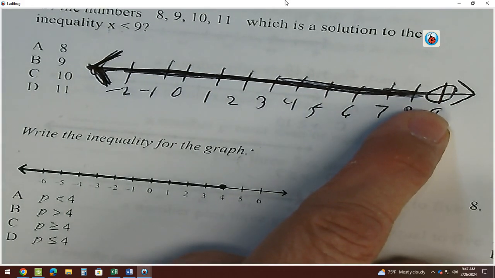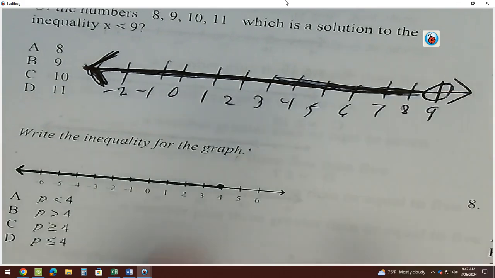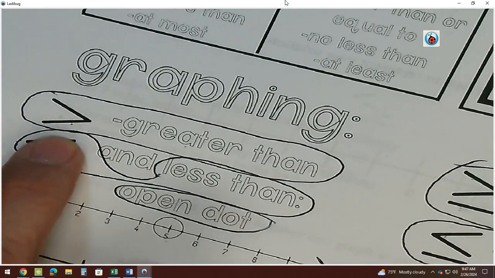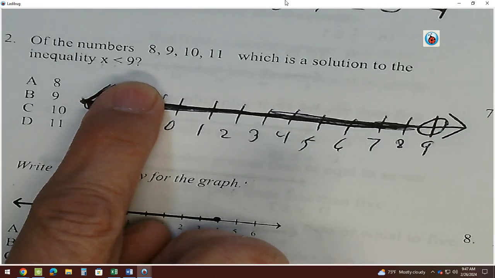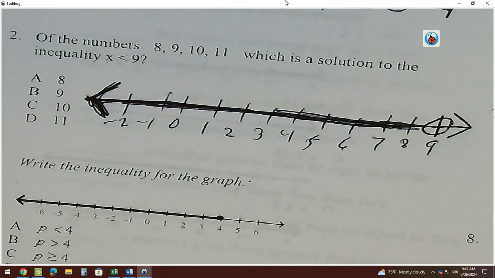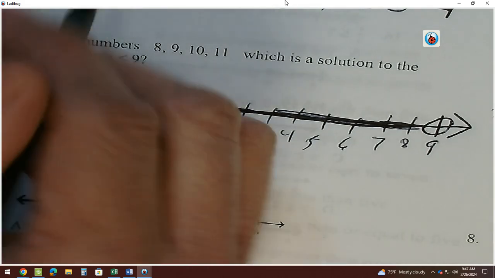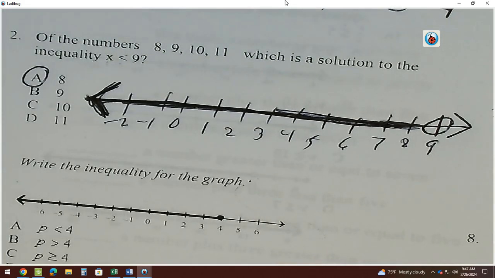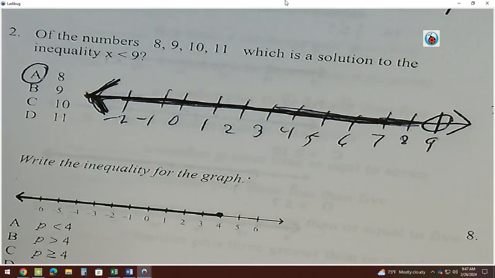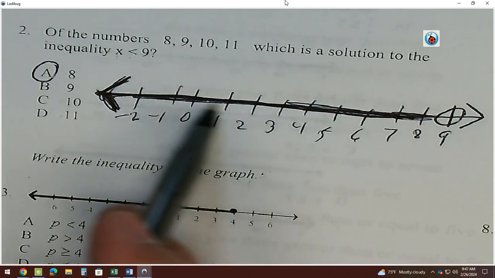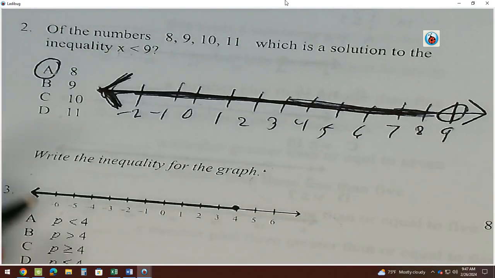Is 9 an answer? No. It's open. We just said that if it's one of these, it has to be what? Open. That means that it's not part of the answer. Is 9 less than 9? No. It's equal. And we don't have the equal. That's why it's open. So what's the possible answer here? 8. Is that the only answer? No, there's a bunch of answers now. In the choices, that's the only answer. But all these are possible solutions for that inequality. Question number 2.